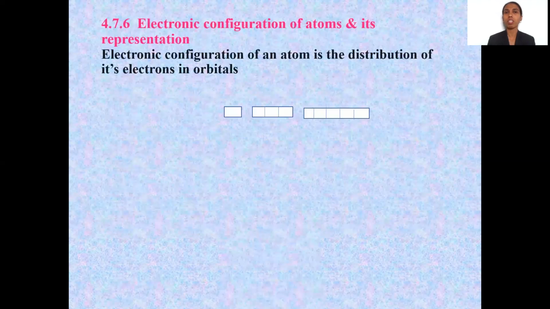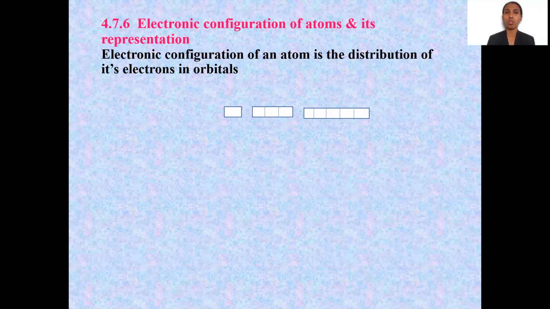Now the next point is the electronic configuration of the atom and its representation. Now why have we studied the above principles? In the above principles we looked at 3 points: the increasing order of the energies of the orbitals, then the Pauli exclusion principle, and third, Hund's rule. Why have we studied these 3 points? Because we want to write the electronic configuration of the atoms. Using the above principles we can write the electronic configuration of each and every atom.